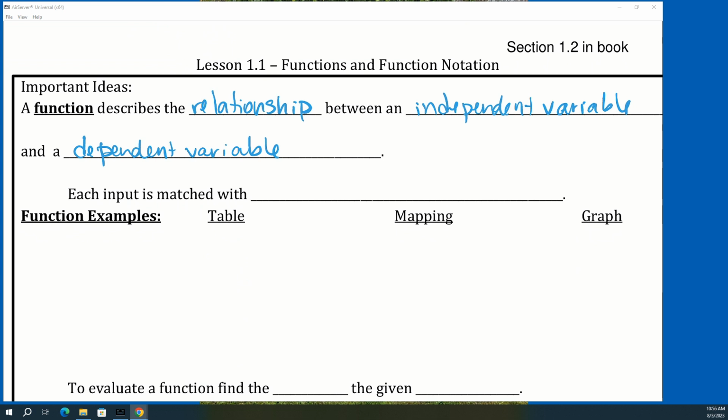Now, in the world of mathematics, there are a ton of relationships that aren't functional relationships, and that's okay. Like a circle, there is a relationship definitely between the input and output. It's just not a functional relationship, and that's fine.